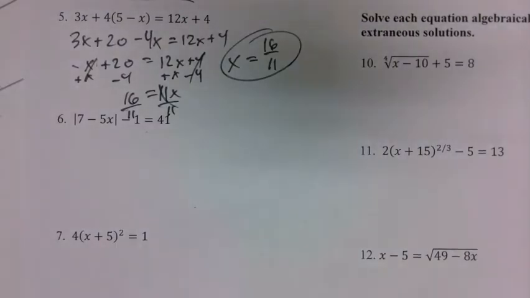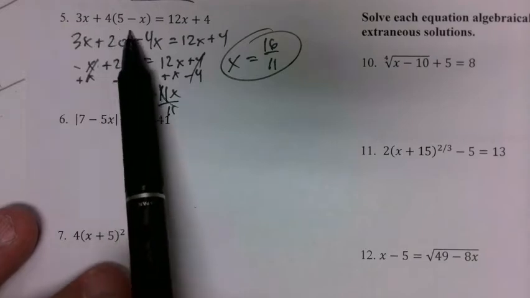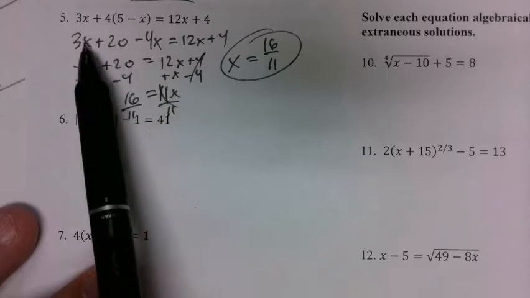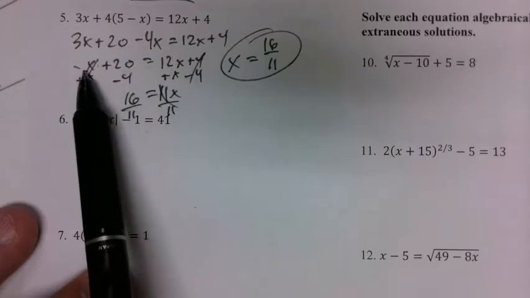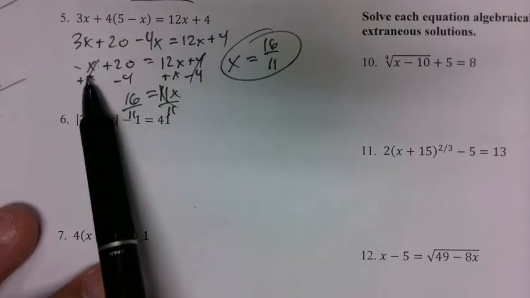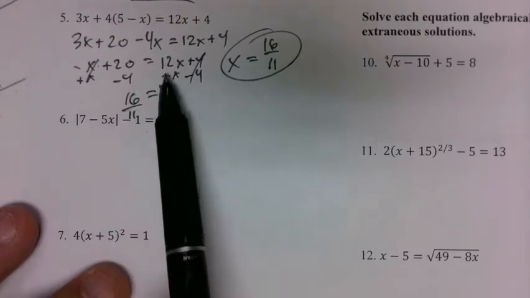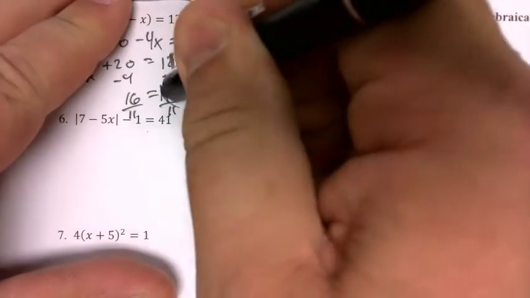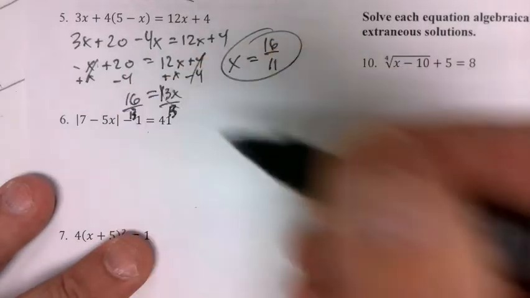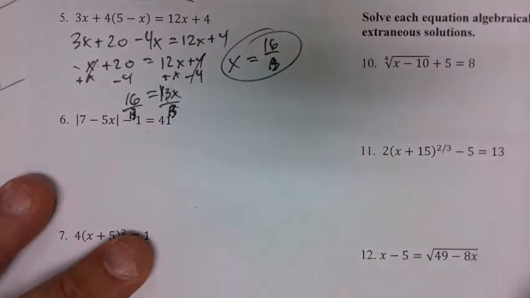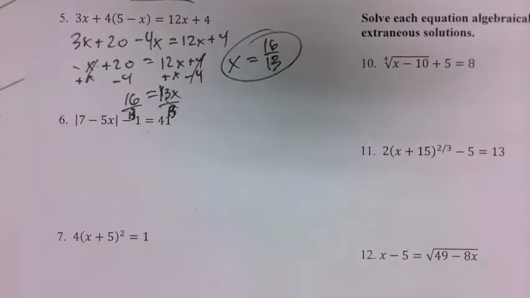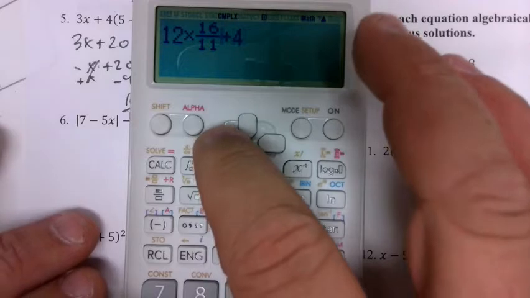Crud. I feel dumb. Let me look. 3x plus 4 times 5 minus x. Okay. 4 times 5 is 20. 4 times negative x is negative 4x. 3 minus 4x is negative x plus 20. Okay. Equals 12x plus 4. And if I add x here and add x, there it is. What's 12 plus 1x? It's not 11. It's 13. And so this isn't 16 elevenths. It's 16 thirteenths. I still don't like that. It looks ugly. But I can go check it.